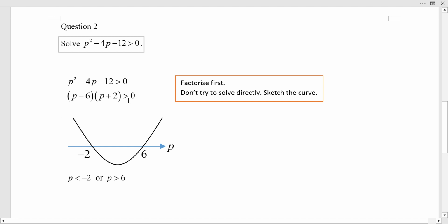This time you want the range of p which gives you positive, which means you want this part. When p is greater than 6, let's say p is 10, you sub in, you should get a positive value. If p is smaller than negative 2, let's say negative 5, you sub in, you should get a positive value. Therefore, the answer is that p has to be smaller than -2, or p has to be greater than 6. So this is the range of values to solve this quadratic inequality.